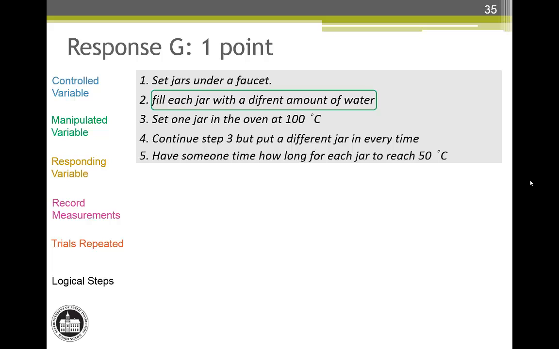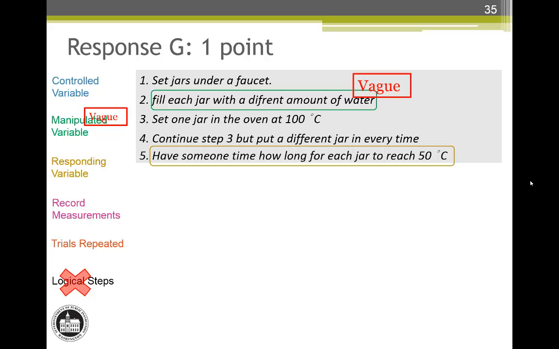This is a vague manipulated variable, so General Note 3b applies, so the response loses the logical steps attribute. Step 5 very clearly states the responding variable, so that gets credited. Step 3 gives a consistent temperature for the oven that each jar is set into, so the controlled variable attribute is earned. The response does not include any step where the responding variable is recorded, so the record measurements attribute is not credited.